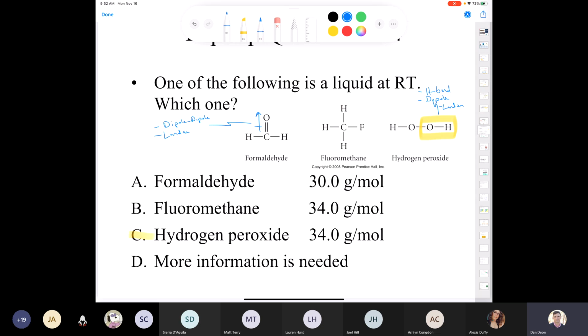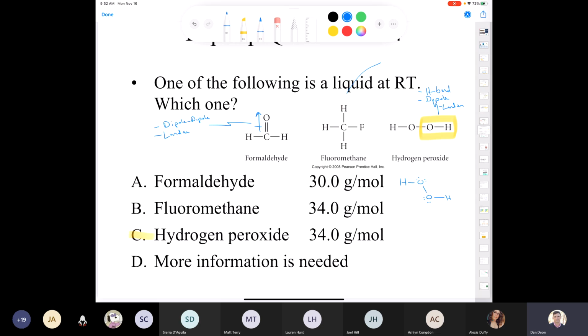Now, why would H2O2 have dipole forces? Well, this is where your VSEPR theory comes in handy, because you know that each oxygen has 2 bonds and 2 lone pairs. And so it's going to be a polar molecule.